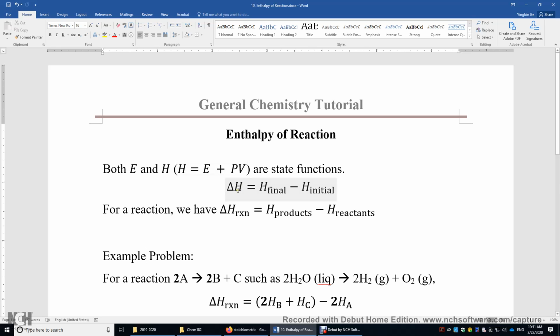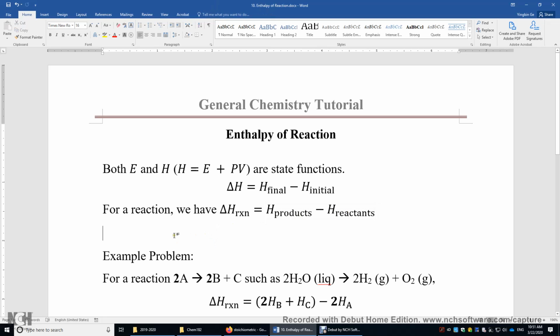Therefore, the change of the enthalpy of a system is equal to the enthalpy of its final state minus the enthalpy of its initial state. For a chemical reaction, we know the enthalpy change is equal to the enthalpy of the products minus the enthalpy of the reactants. Why? Because its final state is the products. Its initial state is the reactants.